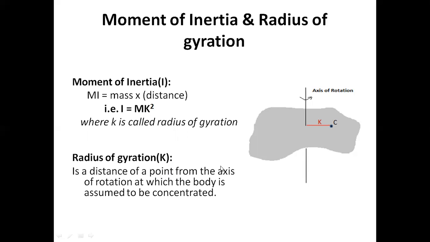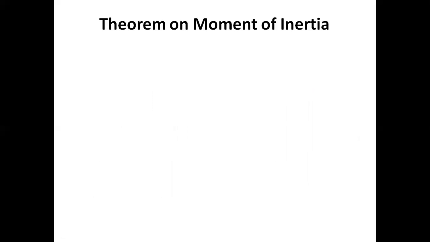Then what is radius of gyration? It is the distance of the point, where the entire mass is assumed to be concentrated, from the axis of rotation. This radius of gyration is measured in meters. Knowing this, next we shall consider the theorems on moment of inertia.